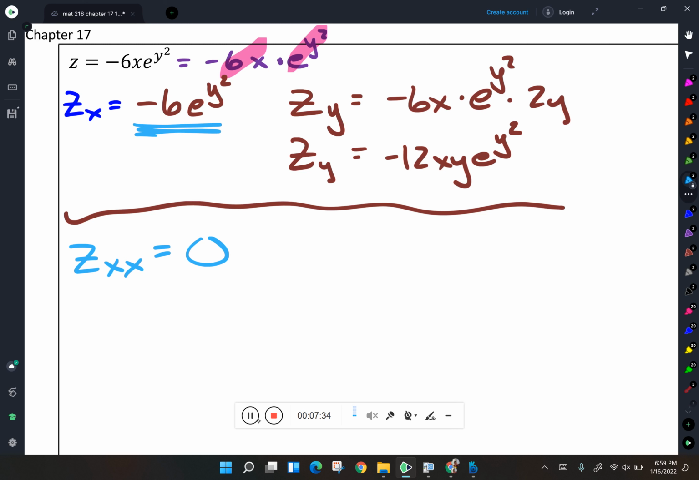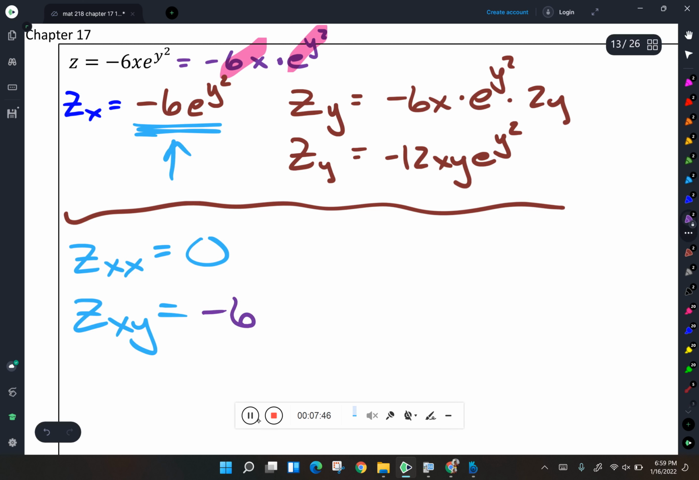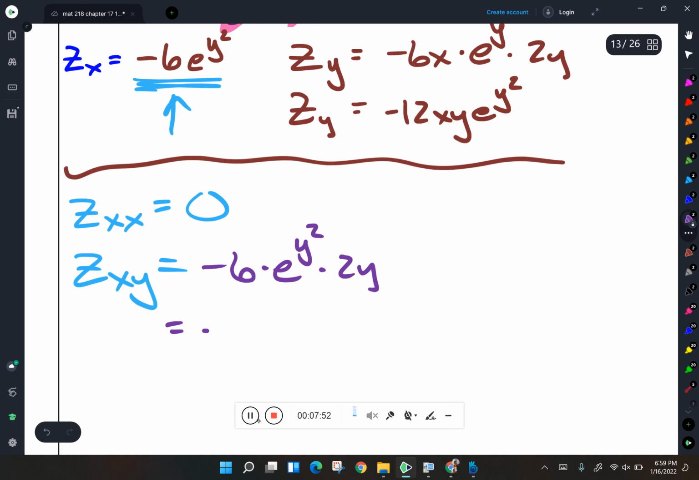Okay. How about z sub xy? Let's see, that means again go back to that one, but now take the derivative with respect to y. So that's going to be negative 6 times e to the y squared times 2y. We're cleaning that up, negative 12y e to the y squared. I'm okay with these. That's okay so far. So there's my z sub xy.